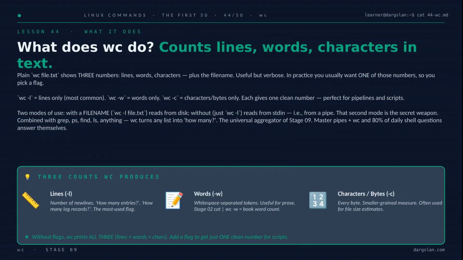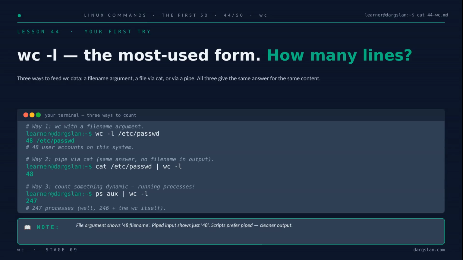So what exactly does wc do? On its own, wc file.txt gives you three numbers: lines, words, and characters, all at once. That's informative, but usually too much. In real life, you want just one of those numbers, so you reach for a flag. -l for lines, -w for words, or -c for characters. Lines is by far the most common. It's how Mia answers questions like, how many log entries, or how many matches did grep find, with a single clean number.